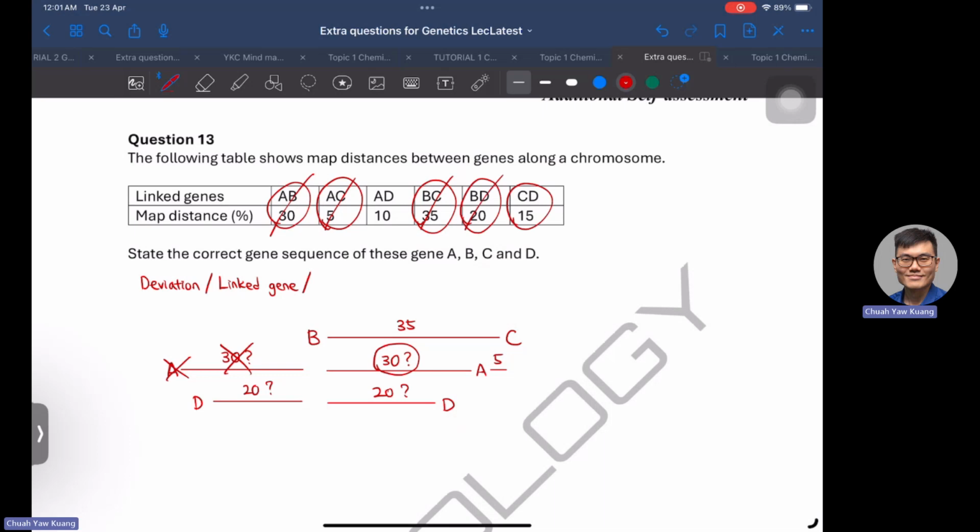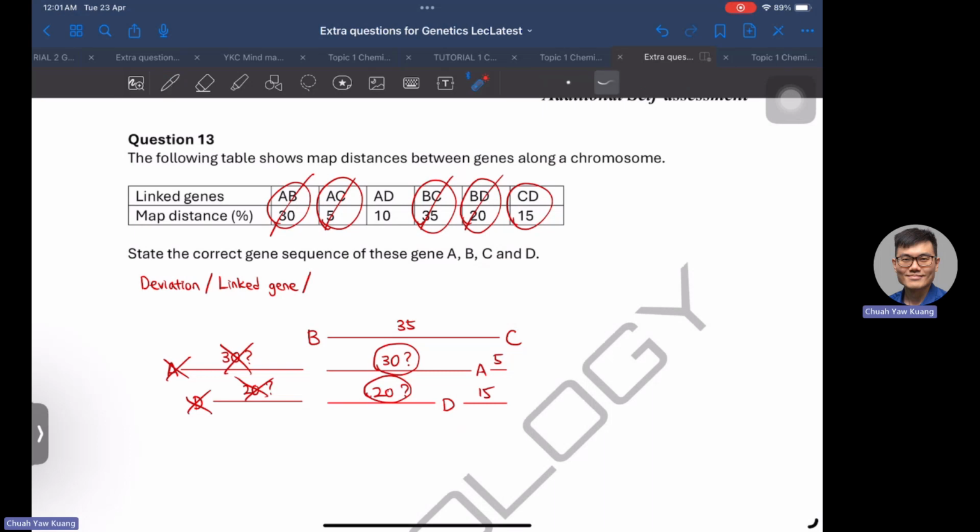C and D is only 15. If C and D is only 15, then that means what? That means that the D is towards the right side of the B. So this is the correct one. This is the wrong one. Then done with that.